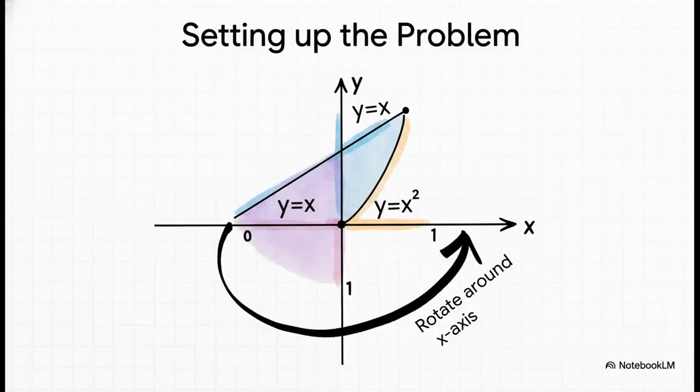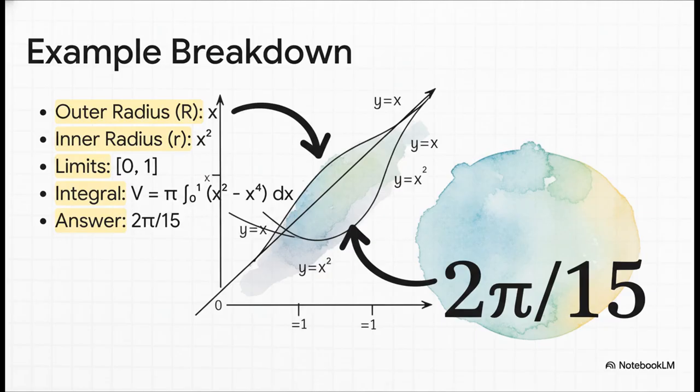We're going to rotate the area that's trapped between 2 different curves, the simple line y equals x and the parabola y equals x squared. We'll spin that whole region around the x-axis. One of these will give us the outer edge, and the other will carve out the hole. So between x equals 0 and 1, the line y equals x is on top, making it our outer radius R, and the curve y equals x squared is on the bottom, so that's our inner radius r. We set up the integral, pi times the integral from 0 to 1 of x squared minus x to the fourth dx. A little bit of calculus later, and we get our final volume, 2 pi over 15.